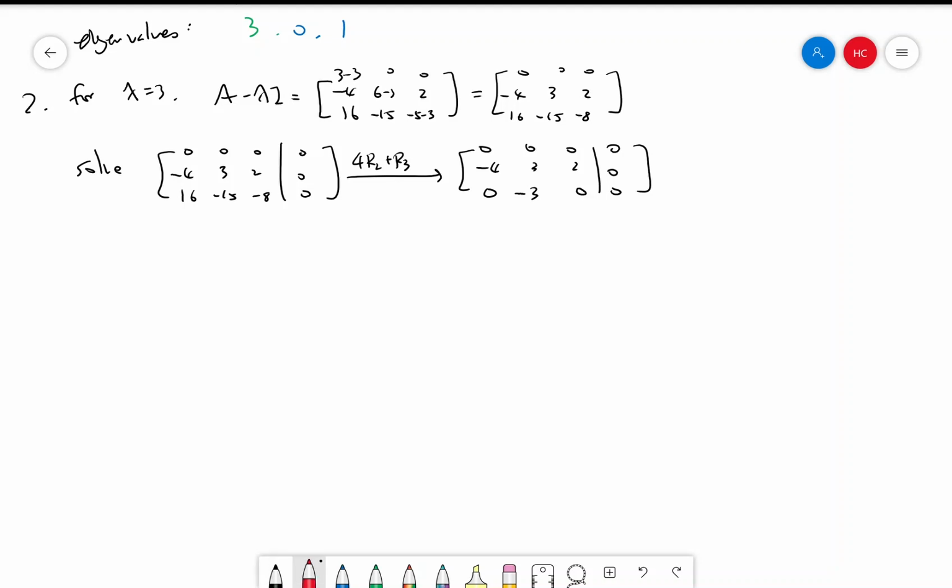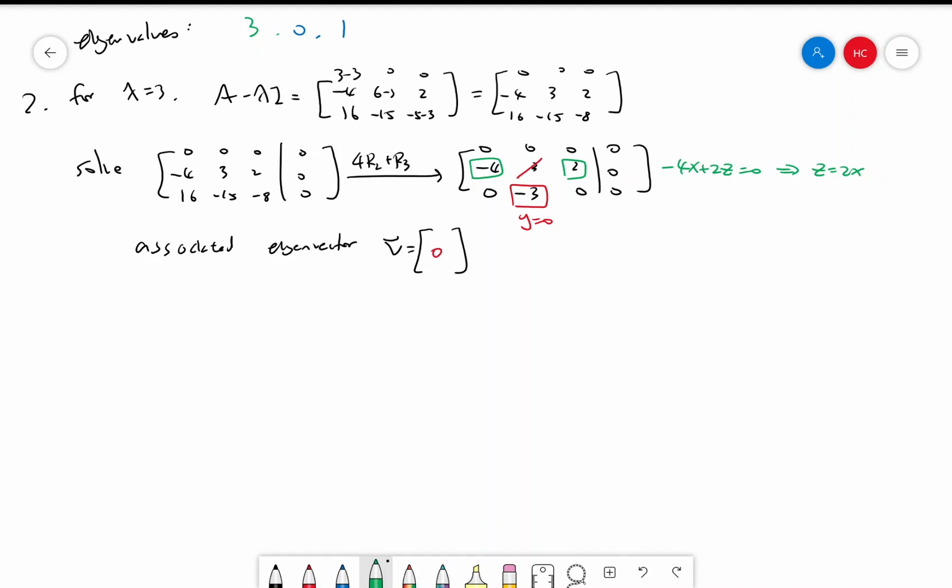Alright, the third row tells you y equal to 0. So this goes away. And the second row tells you negative 4x plus 2z equal to 0, which tells you z is 2x. So an associated eigenvector has y equal to 0 and z equal to 2x. So x equal to 1, z equal to 2 is the easiest. So this is an associated eigenvector for lambda equal to 3. And now we do the same thing for the other 2 lambdas.